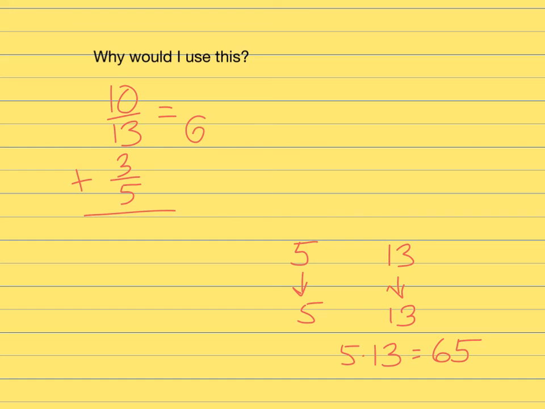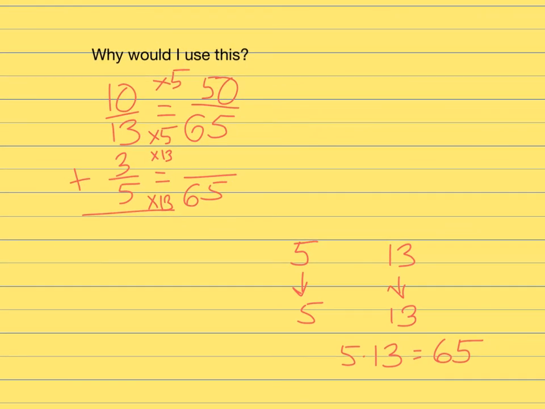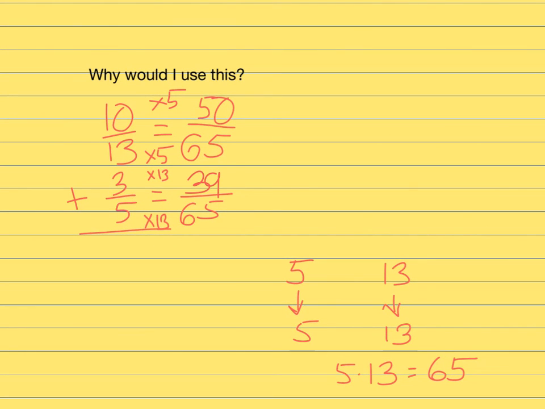But I would go ahead and go, okay, 65 and 65. And then, how many times does 13 go into 65? And I would say, okay, it goes into 65 5 times. So 5 times 10 is 50. And then 5 goes into 65 13 times. So 3 times 13 would be 39. And then add those together and get 89/65ths. So that's when you would use least common multiple, is to try to figure out what the least common denominator is when adding fractions.